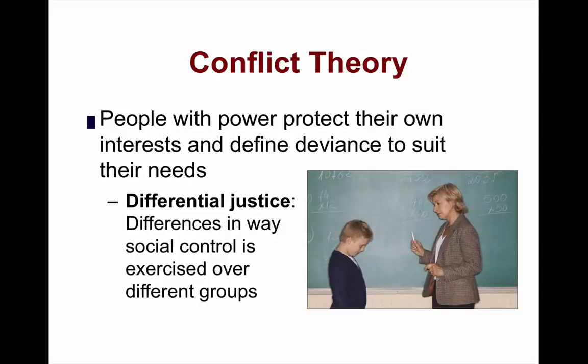So if there is different labeling, and those with power are defining it in order to suit their own needs or protect themselves, then we shouldn't be surprised that what we find is a case of differential justice. That is, there are differences in the way that social control is exercised over different groups. So let's think about the example of sentencing guidelines for crack versus cocaine. On average, I think sentencing for crack convictions is something like 7 times higher than sentencing around the same crime involving cocaine, so being caught with X amount of it.